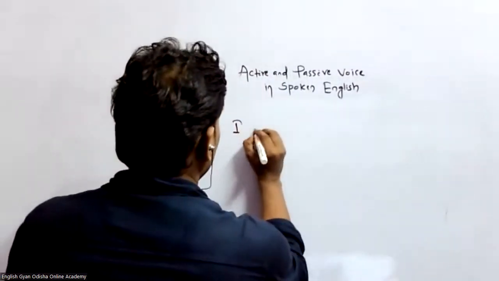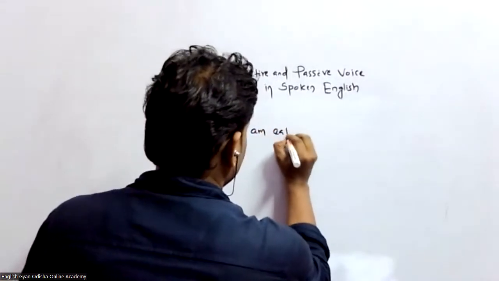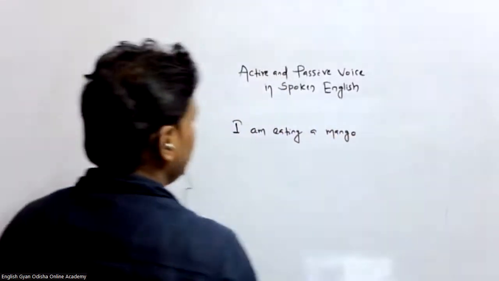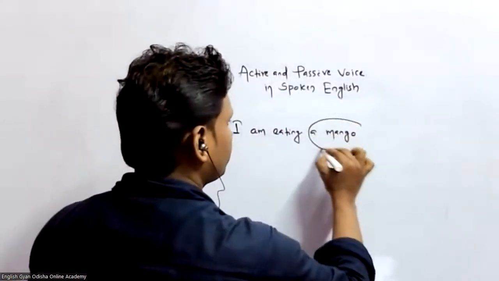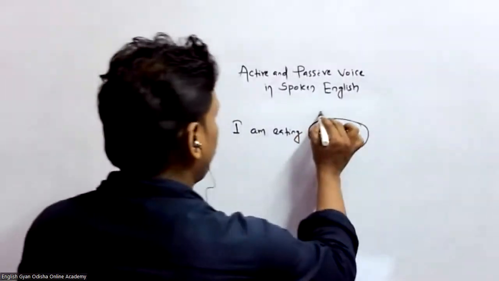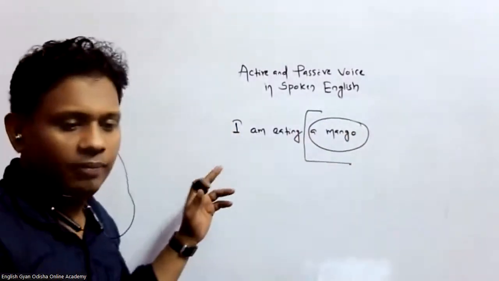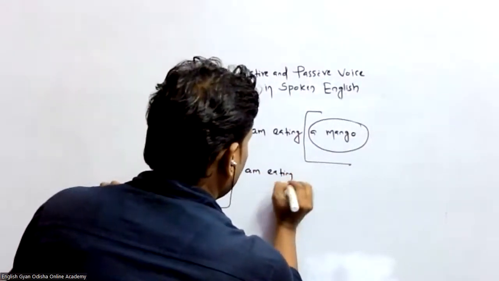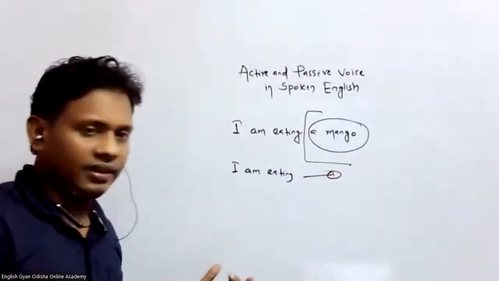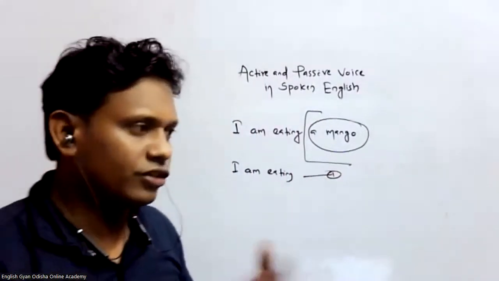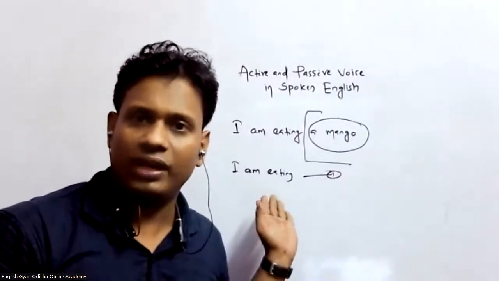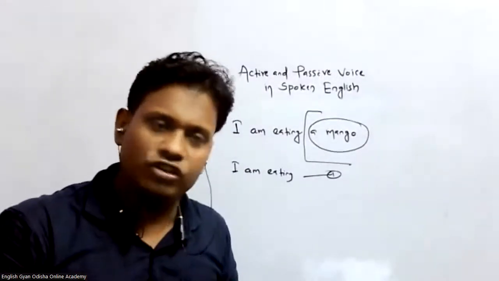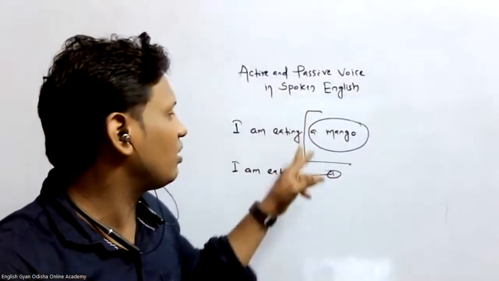Suppose you say, I am eating a mango. Here, take a mango. If I take it out from the sentence, my sentence will be, I am eating. Don't you think it is still a sentence? Yeah, of course. I'm eating. It has its own structure. This is called present progressive. Whatever I'm eating is something different, but I'm eating, you can say. So a mango is what is called an object.